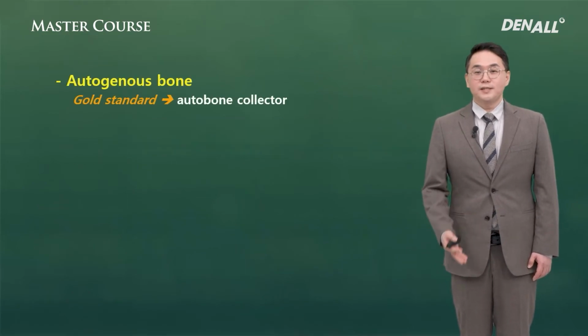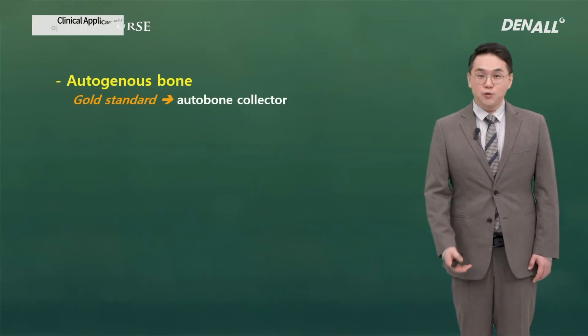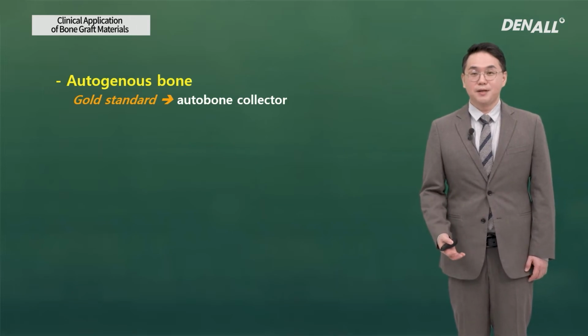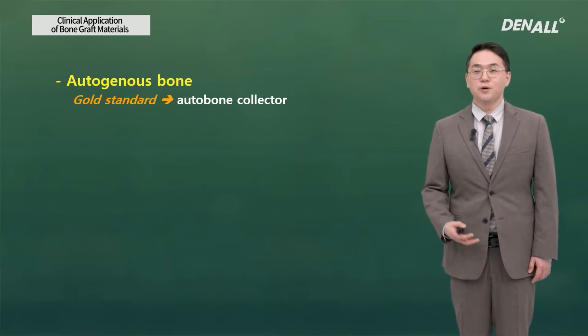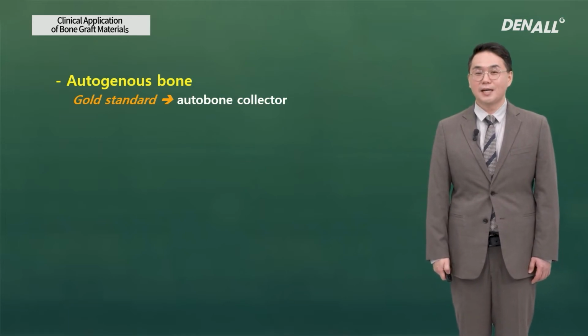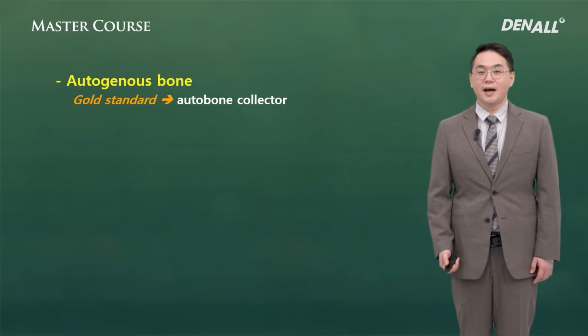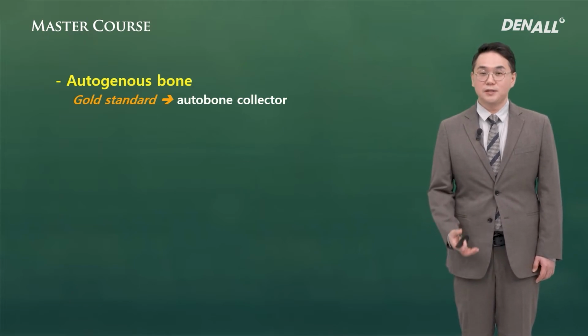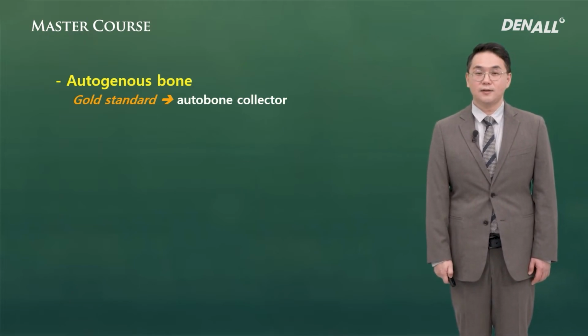Autogenous bone is considered the gold standard, very useful. However, as I said before, it is hard to harvest, and it's not used often because of the discomfort due to the donor site morbidity. I'll talk about the autobone collector that can be used to harvest the autogenous bone easily.